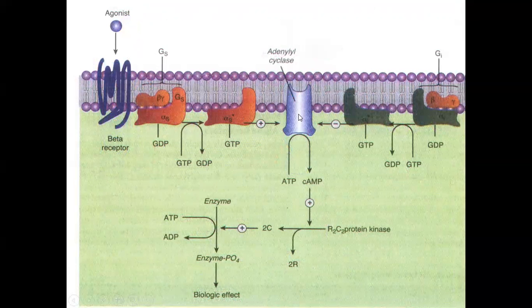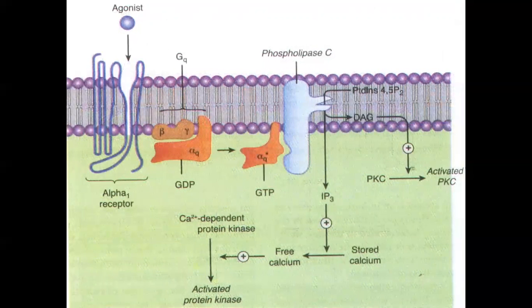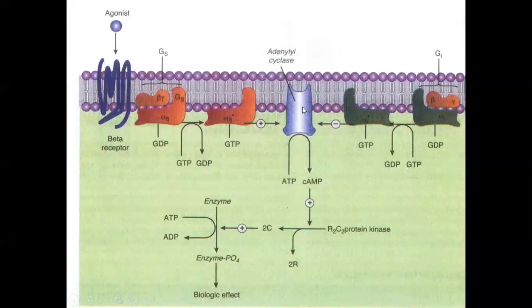It is different from the previous one, where phospholipase C was stimulated. Here adenyl cyclase is stimulated, and it is converted into the activated form, cyclic AMP, which is formed by conversion of ATP into cAMP. Now, the other pathway is the Gi pathway. This is mainly inhibitory, and it can inhibit the enzyme adenyl cyclase, so it will restrict the conversion of ATP into cyclic AMP.